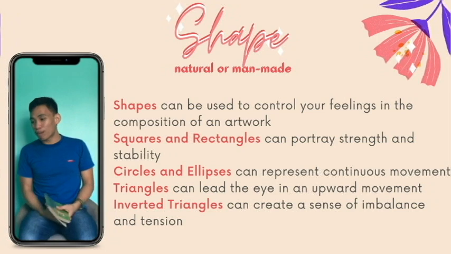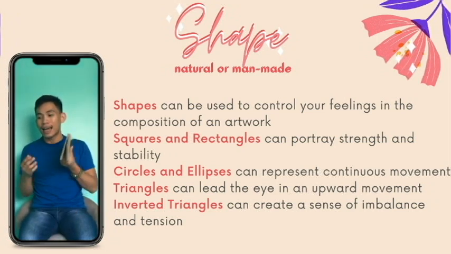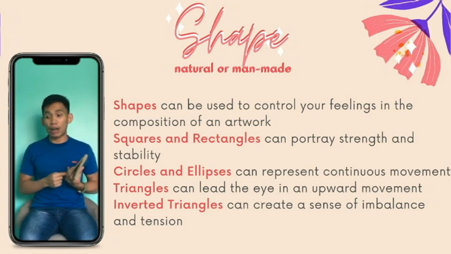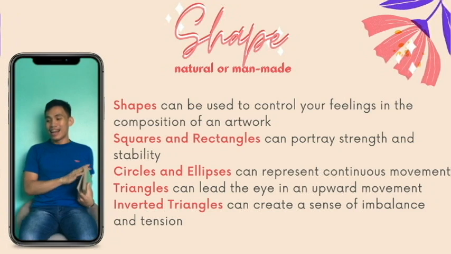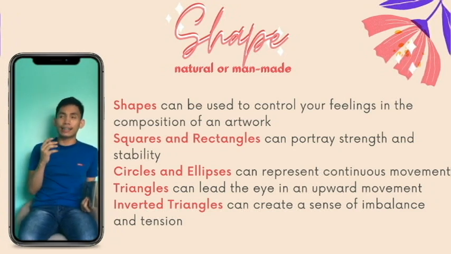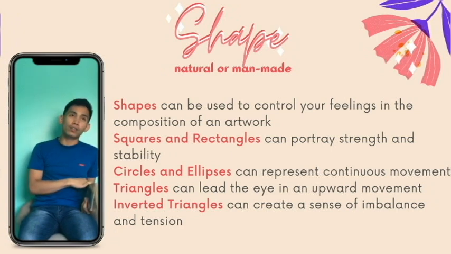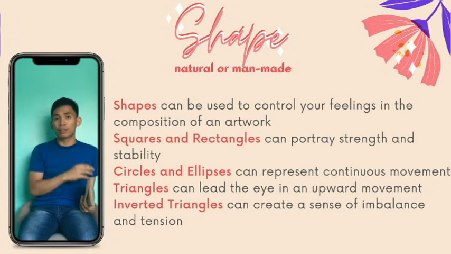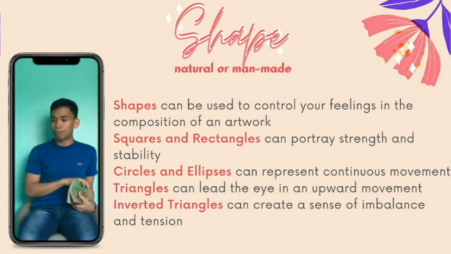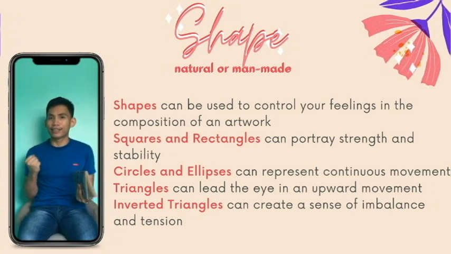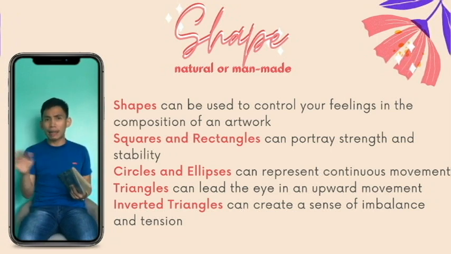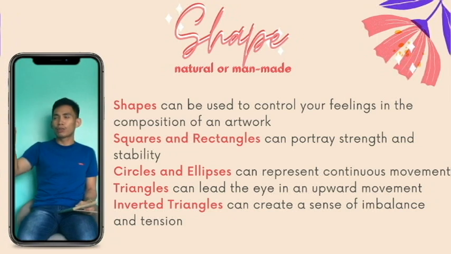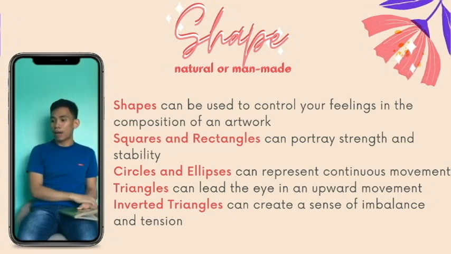Next is the shape. Shape can be used to control your feelings in the composition of an artwork. Next are squares and rectangles. Using squares and rectangles will help portray strength and stability. Stableness, like smooth sailing in your drawing. And we also have circles and ellipses. They can represent continuous movement.